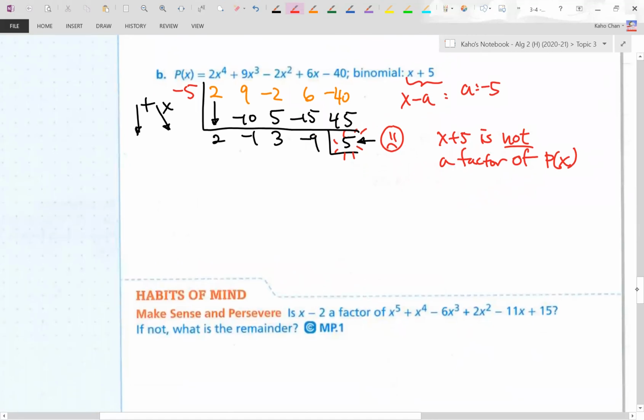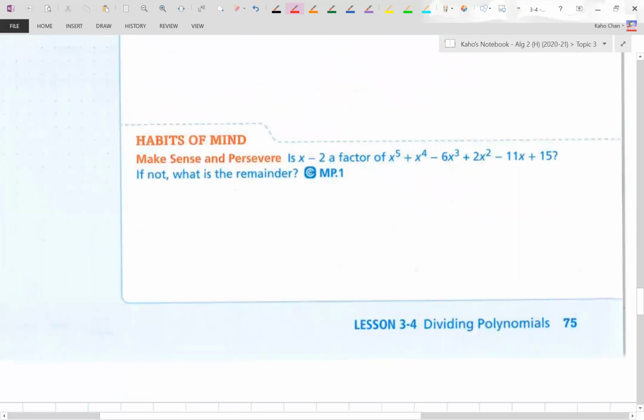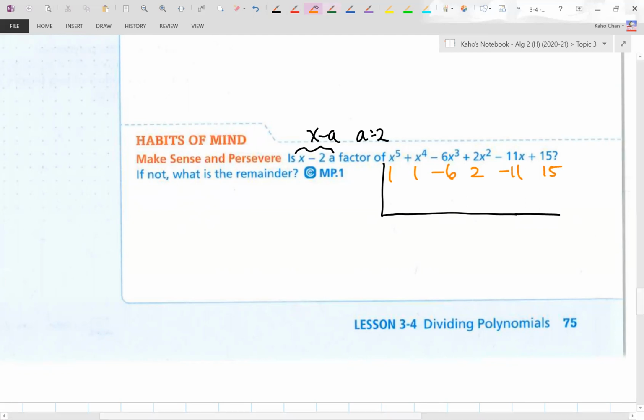Habits of mind. Is x minus 2 a factor of that long polynomial? If not, what is the remainder? Okay, they're just asking the same question, just asked a little differently. Let's go ahead and do this. My x minus 2 is in that form of x minus a, and a in this case is +2. Thinking backwards there, let's draw our L. Bring down the leading coefficients. Put the 2 off to the side here. Add vertically, multiply diagonally. Here we go.